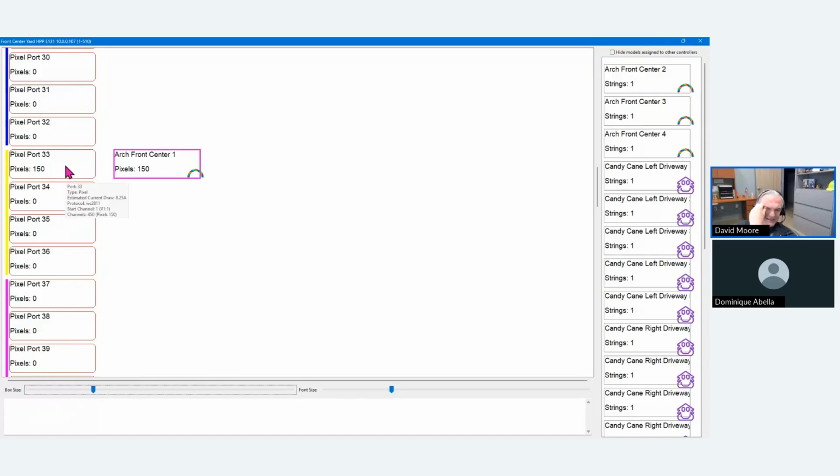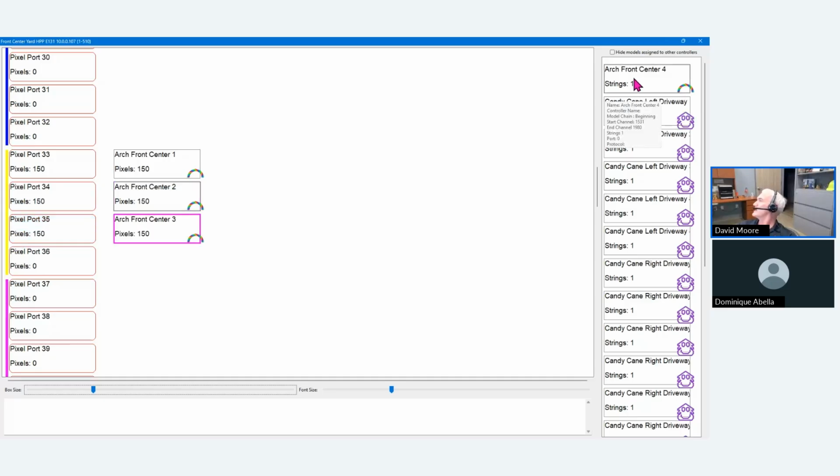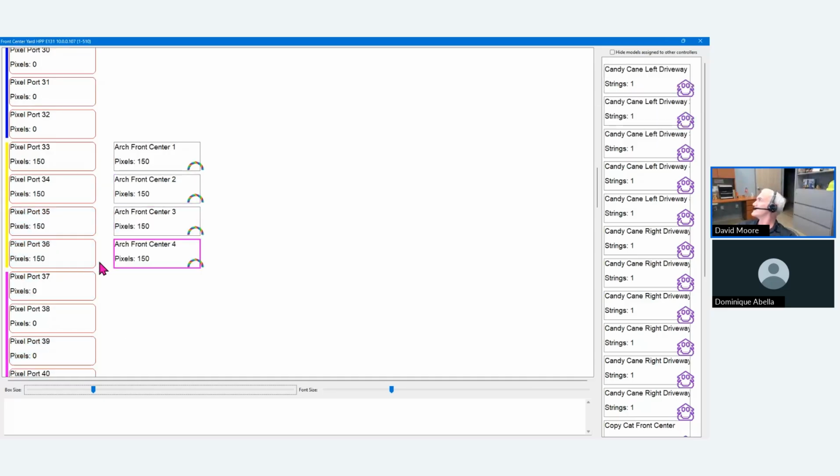It's easy enough. Now, this is where naming your props or your models correctly really makes sense, because you got to know what you're actually hooking up. There's no picture here to show you. You're not dragging it from the picture. So I'm going to go ahead and finish my arches. I'm just going to put them all here just nicely on 33 through 36 right there.